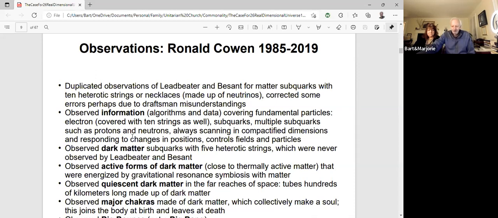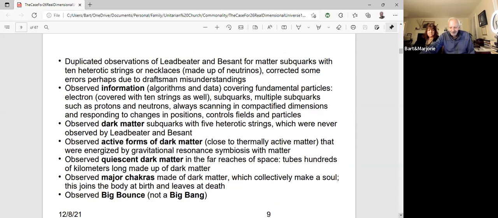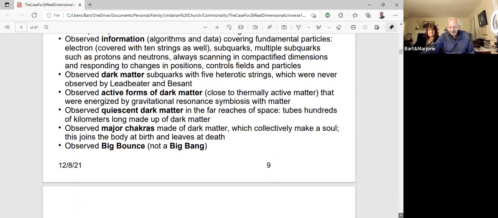And we also saw in Ron's book that all of the chakras were made up of this dark matter, and so it goes. And there's a huge amount of extra stuff that he did at the Big Bounce. So it was not a Big Bang, which we're going to cover later on. So I'm just leaving that out for now.